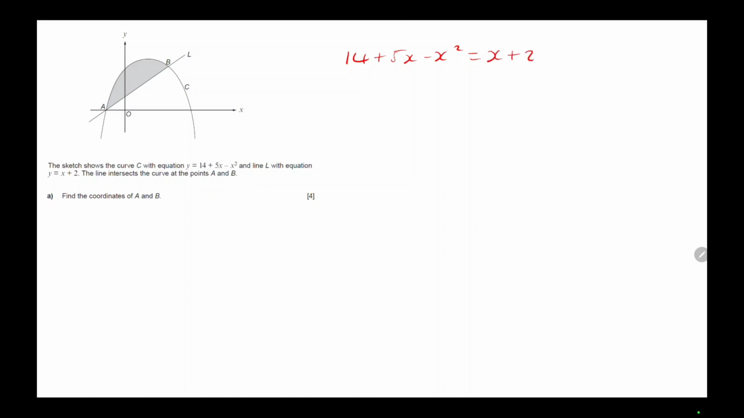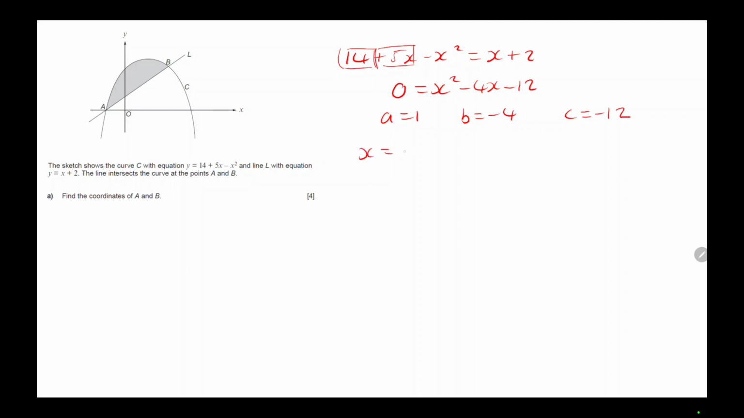Now in this case, it's not going to be desirable to necessarily have the minus x squared on the left. So this time we're going to take everything to the right hand side. If I take the minus x squared over to the right hand side, we're going to have x squared. I've got 5x here, which if I take off the 1x here, it's going to give me minus 4x. And then if I take the 14 off the 2, that's going to give me minus 12. Now our a equals 1, our b equals minus 4, and our c equals minus 12.